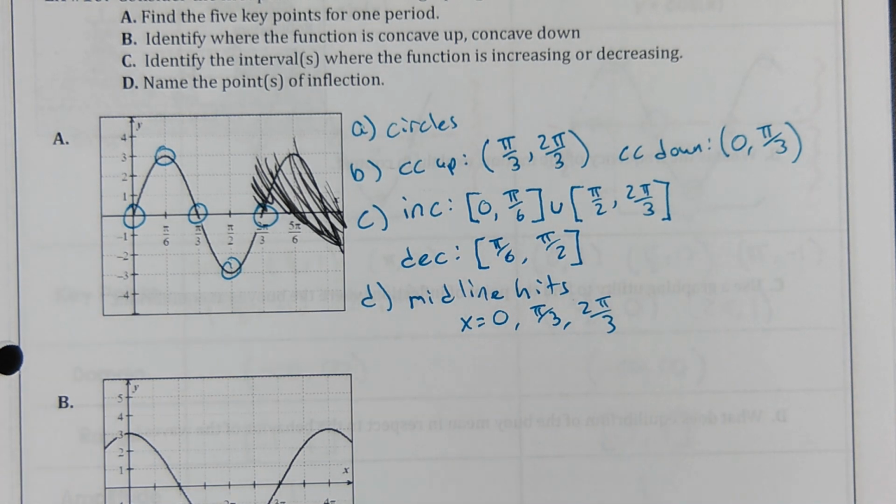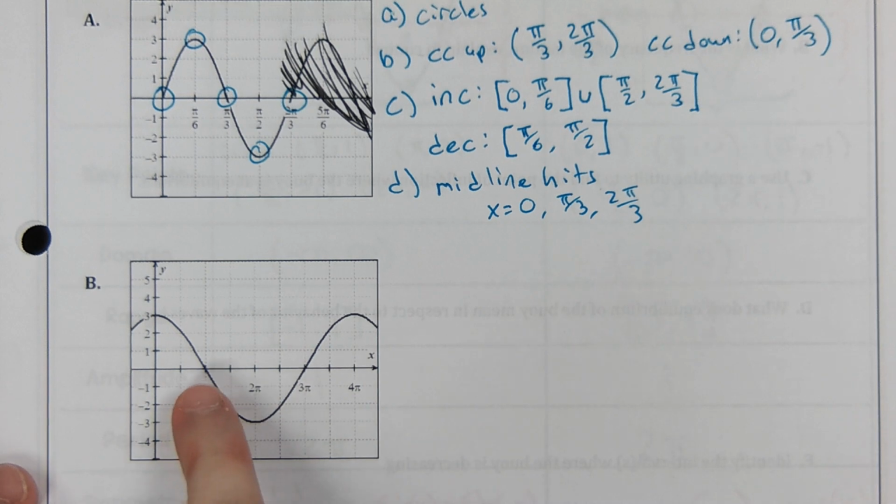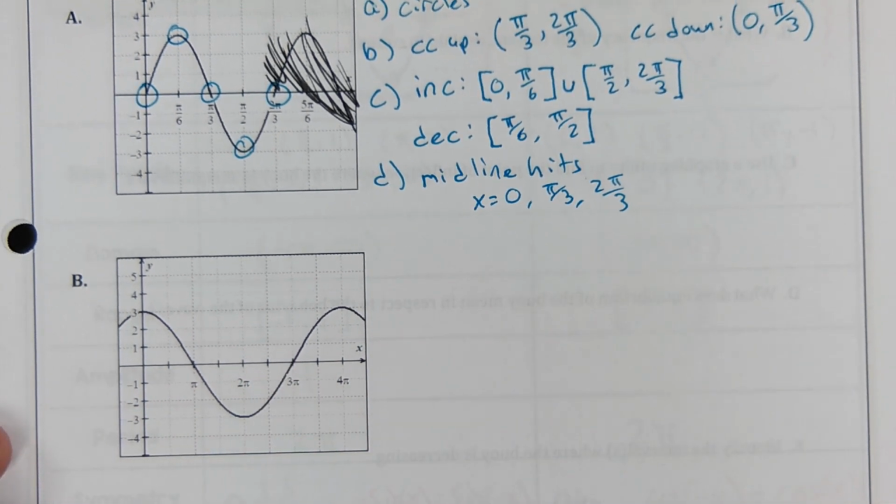A sinusoid hits its midline every half period. Right? And that's true for sines and cosines. Like, look, this thing's period is 4 pi, right? It hits the midline here and here, a distance of 2 pi. So midline hit to midline hit is always half of a period.